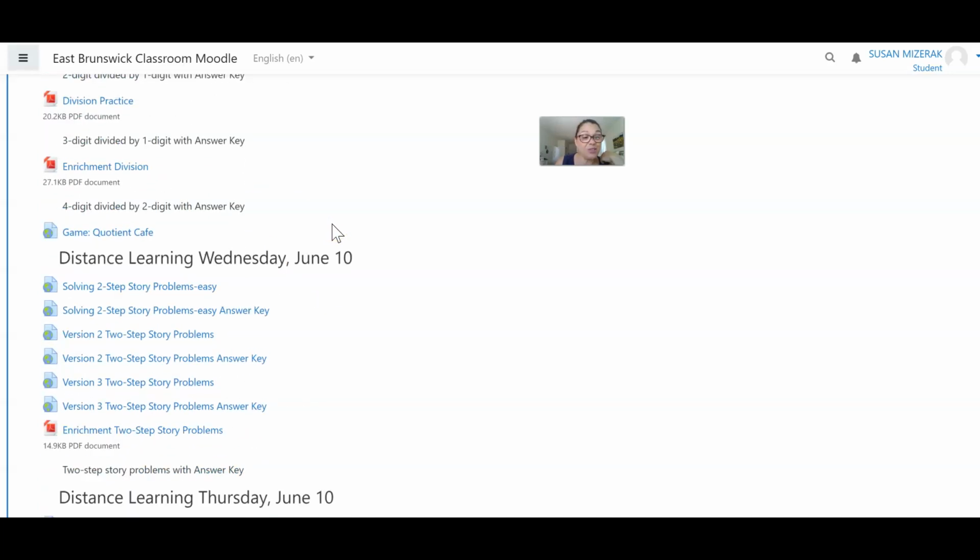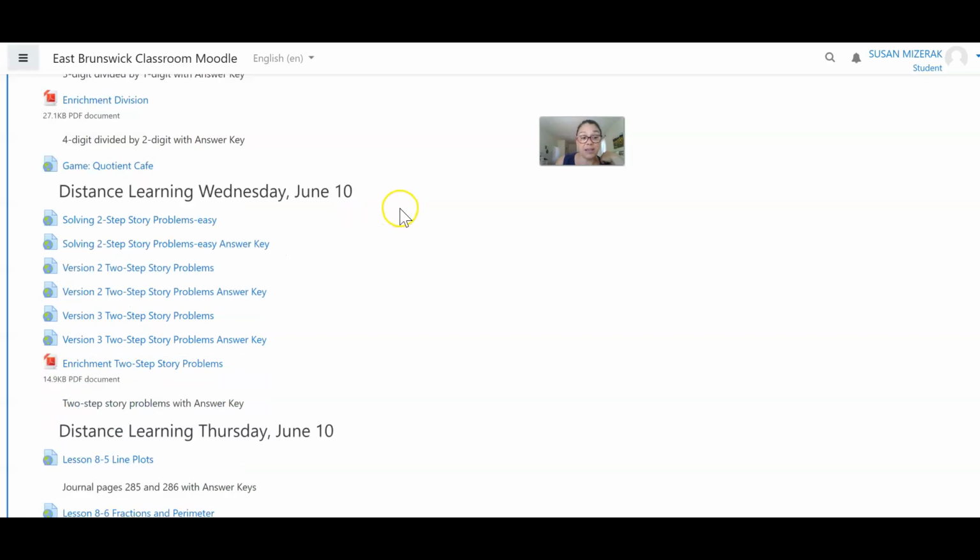Wednesday, we will move on to 2-step story problems. Now, 2-step story problems can be tricky. So, I have an easy version of 2-step story problems. Then I have version 2, which is a little bit harder, and version 3, and then an enrichment page of 2-step story problems. That's really hard. So you choose 2 of these activities to do today and check your work.